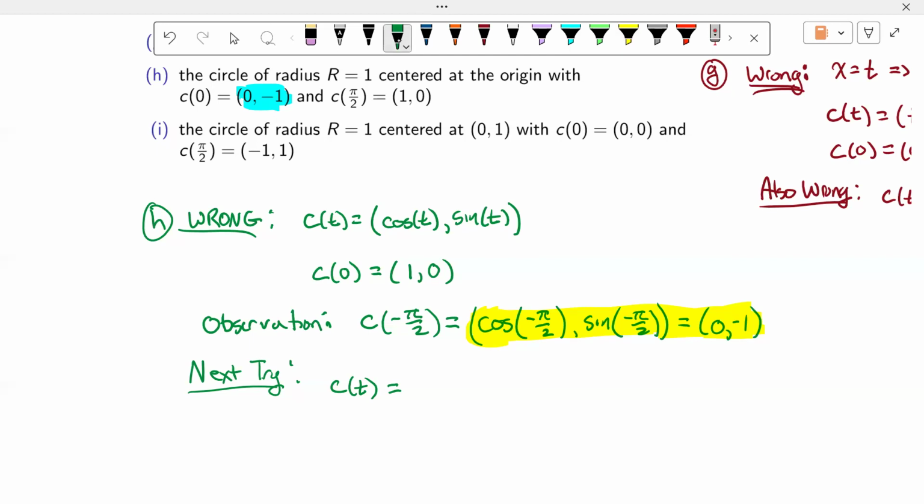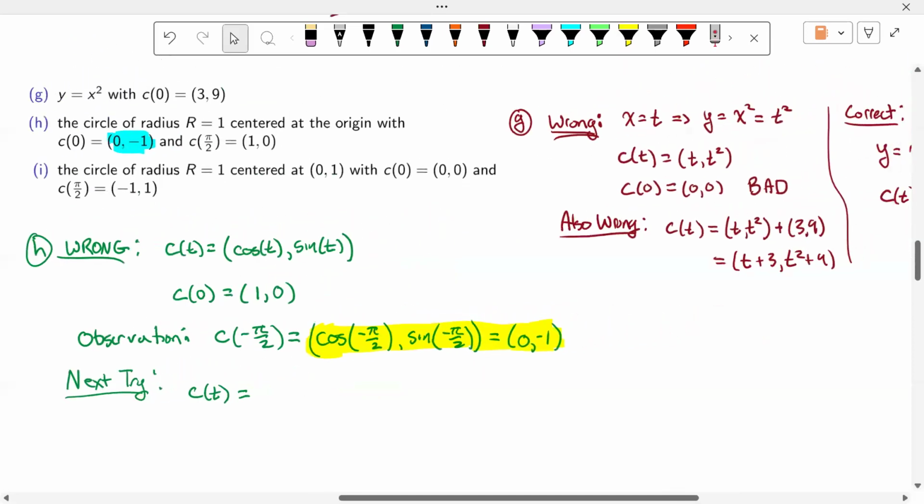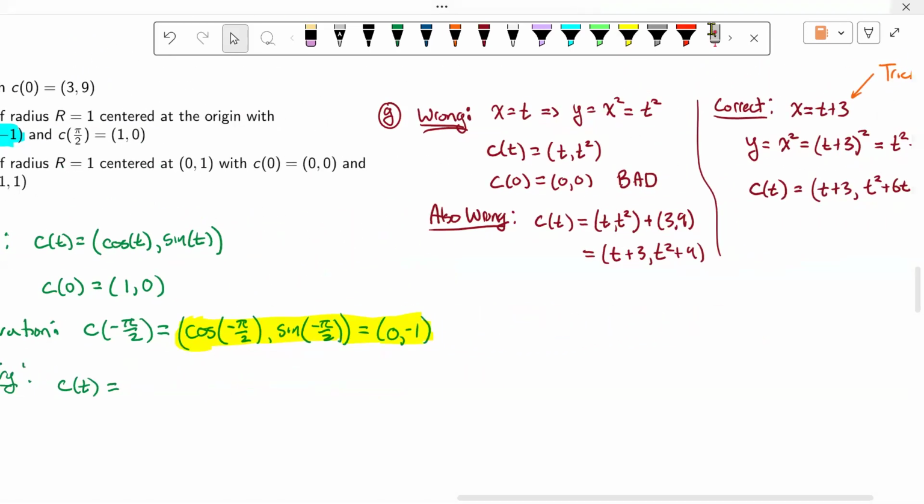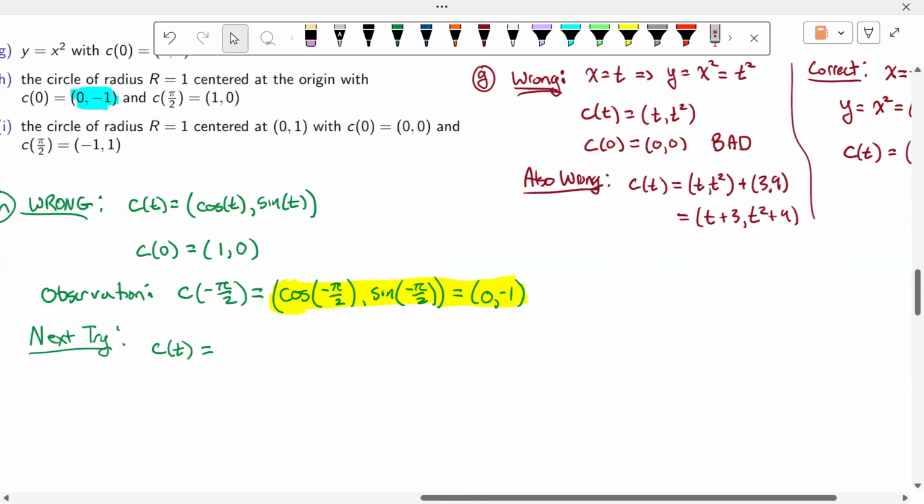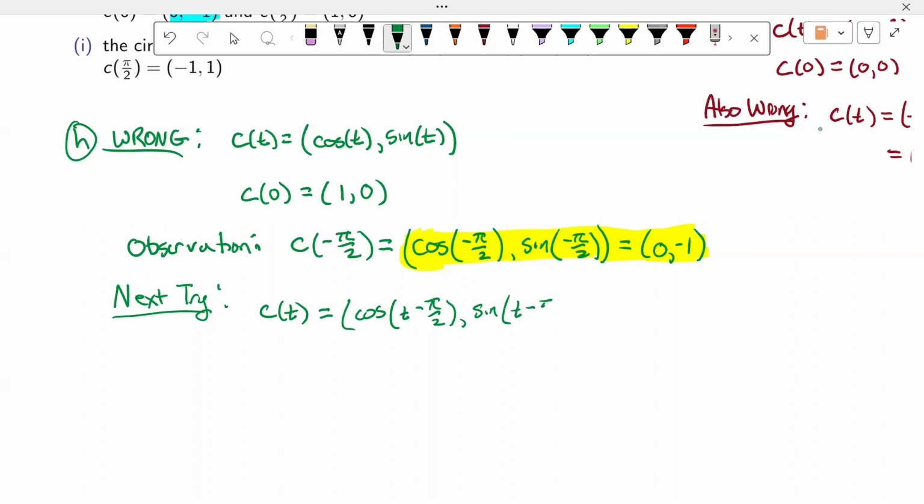T plus, t minus. Yes. Lee is like, hey, didn't we do something where we changed the t here, like we added 3 to the t? Why don't we subtract pi over 2 from the t? So yeah, let's try that out. Everywhere we see a t, we replace it with a t minus pi over 2. Aha.